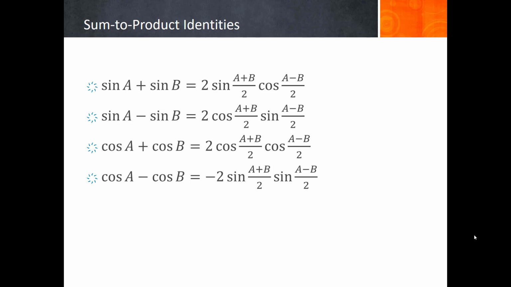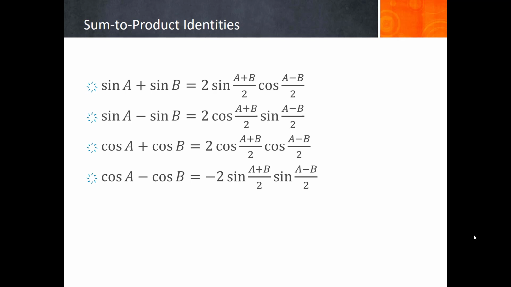Similarly, if we have sine of A minus the sine of B, we can rewrite it as 2 times the cosine of A plus B over 2 times the sine of A minus B over 2. And then we can do the same thing for cosine. So cosine of A plus the cosine of B is equal to 2 times the cosine of A plus B over 2 times the cosine of A minus B over 2. And then if we have the cosine of A minus the cosine of B, we can rewrite this one. It's a little different, but we have a -2 out front times the sine of A plus B over 2 times the sine of A minus B over 2.